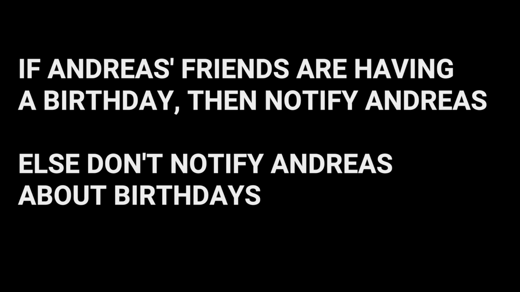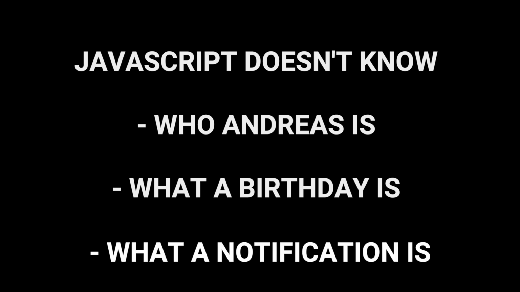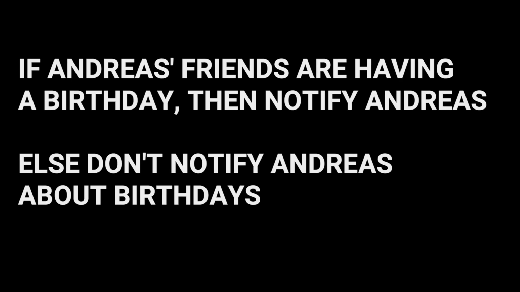Like in Facebook, I get notified when my friends have birthdays. So somewhere in the code base of Facebook, there's a statement saying something like, if Andreas' friends are having a birthday, then notify Andreas, else don't notify Andreas about birthday. But there's nothing in the programming language to know who Andreas is, what a birthday is, or what a notification is. The only thing that is in the programming language is the if and else. So this block, if Andreas is having a birthday, then notify Andreas, else don't notify Andreas about birthday, is really, really long in the code base. So all these things have to be programmed.